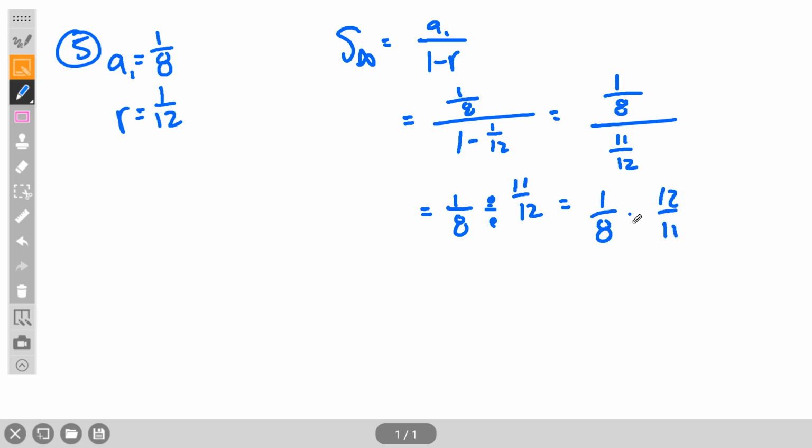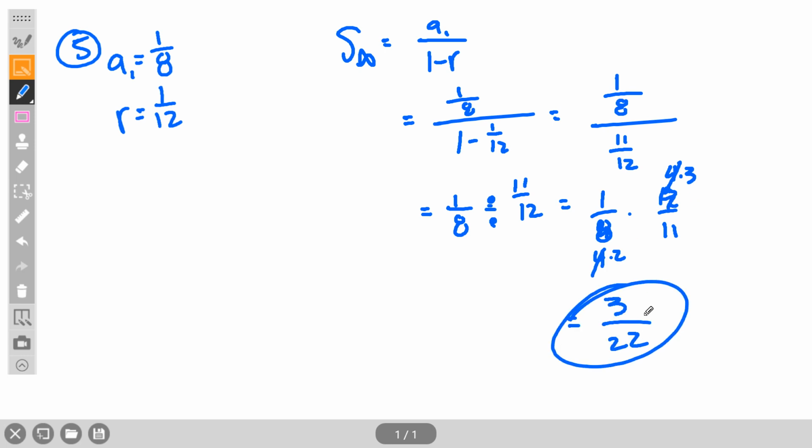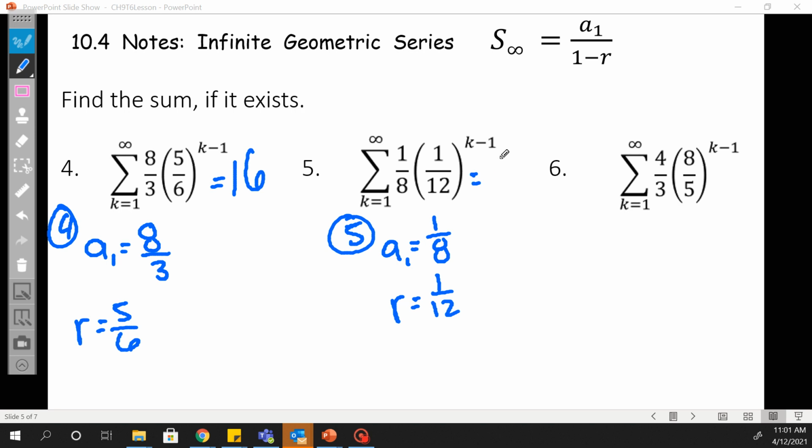Which is the same thing as 1 over 8 times 12 over 11. Okay. Now these have a factor in common because this is 4 times 2 and this is 4 times 3. So they have a factor of 4 in common. So that would be 3 over 22. 1 times 3 is 3, 2 times 11 is 22. So 3 over 22 would be our sum for number 5, 3 over 22.